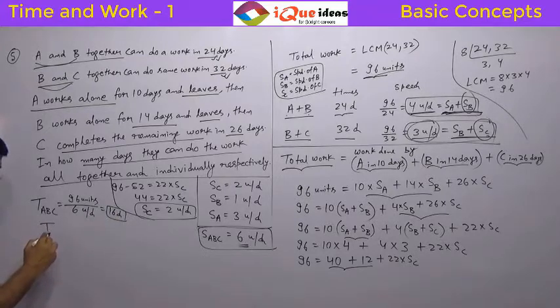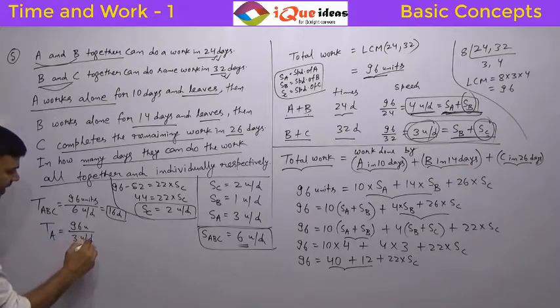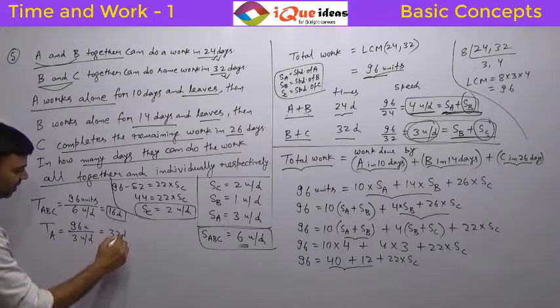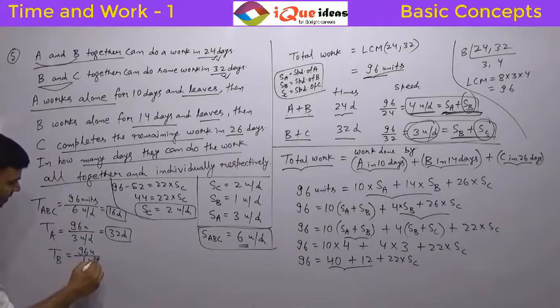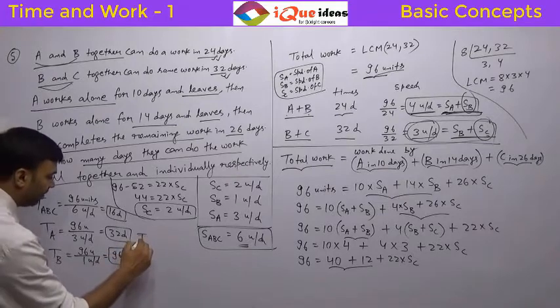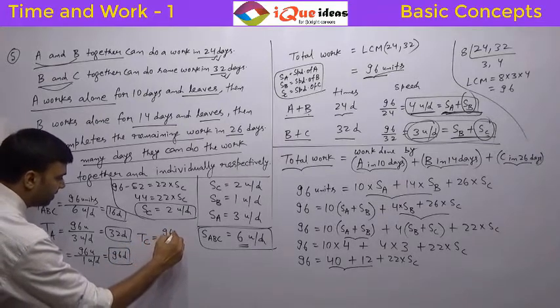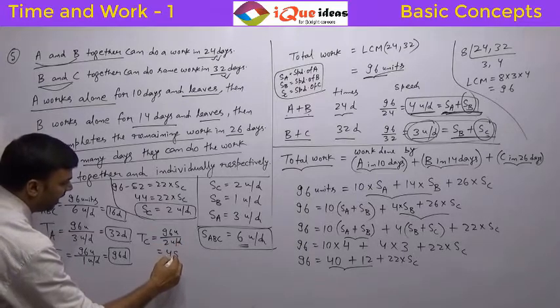What is the time taken by A alone? So total work is 96 units. Speed of A is 3 units per day. 96 by 3 is 32. So it is 32 days. What is the time taken by B alone? So it is 96 units work divided by speed of B, 1 unit per day. So 96 by 1 is 96 days. What is the time taken by C alone? So total work is 96 units divided by speed of C, 2 units per day. So it will be 48 days.